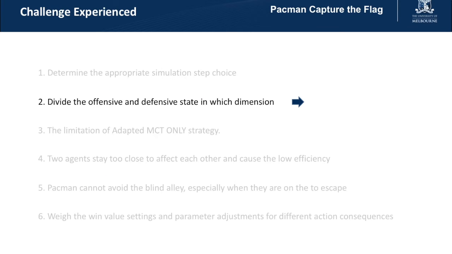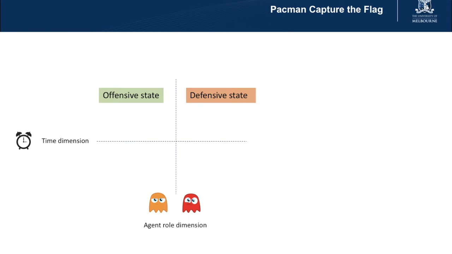The second challenge is dividing the offensive and defensive state in which dimension. Dividing states in which dimension is also a big challenge. We tried both dimensions and experienced a detour when implementing the agent role dimension by making 2 classes and setting the 2 agents, one as a defender and the other as an offender.